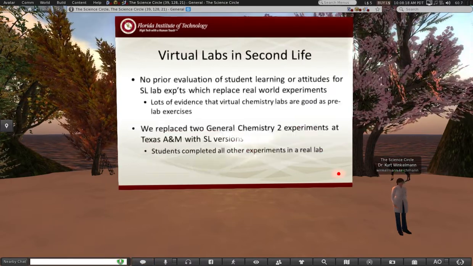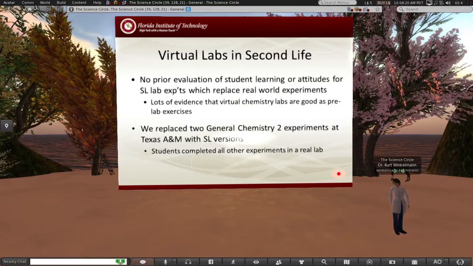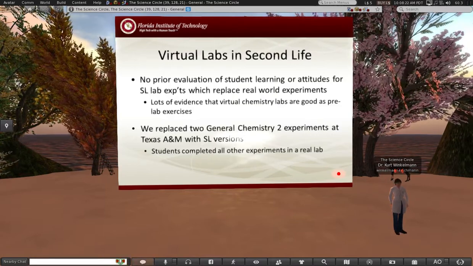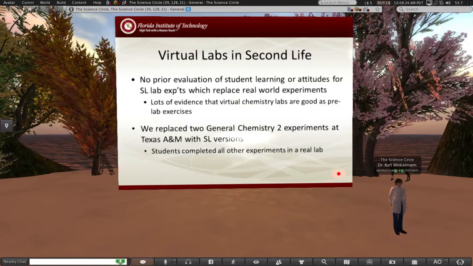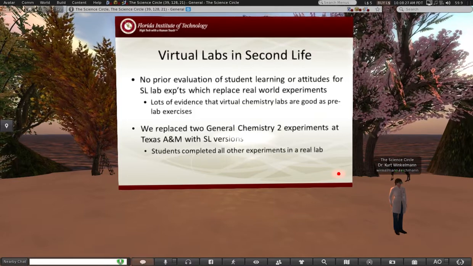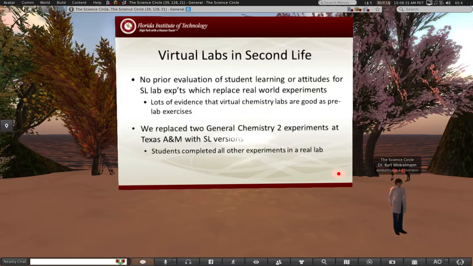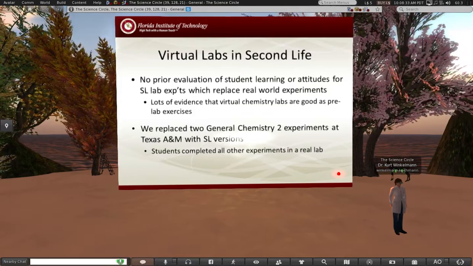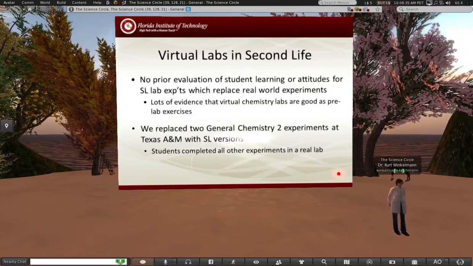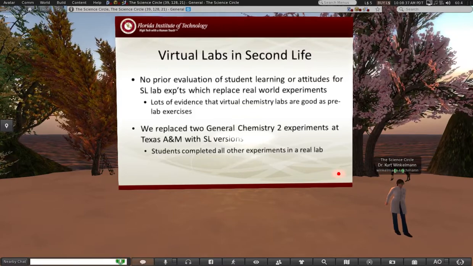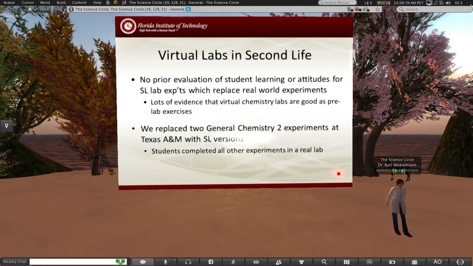So we have to address that whenever we introduce new students into Second Life. As I said, there was no prior published evaluation of student learning or attitudes for lab experiments conducted in Second Life, which replace real-world experiments.